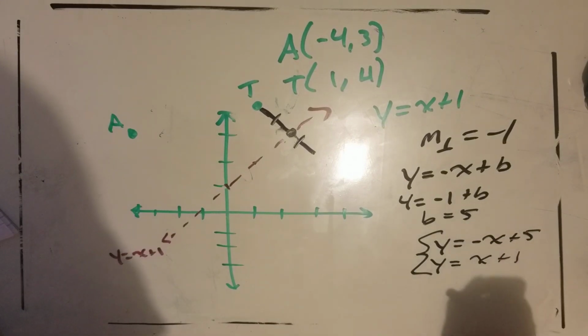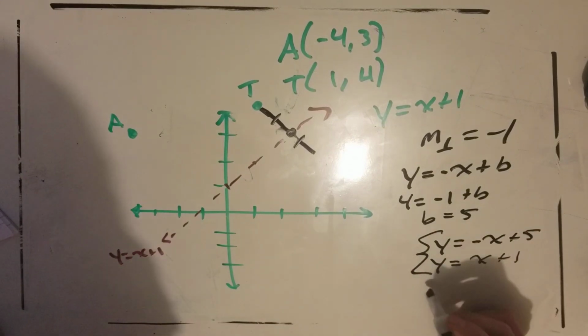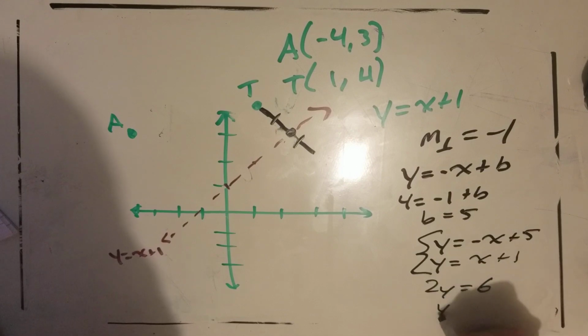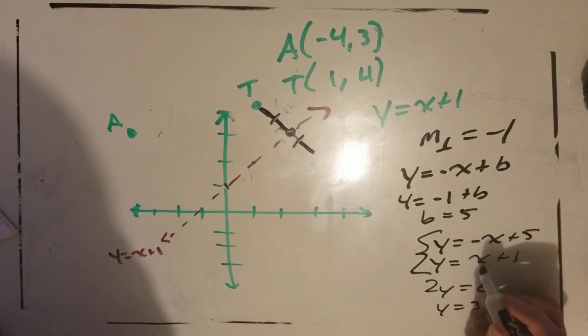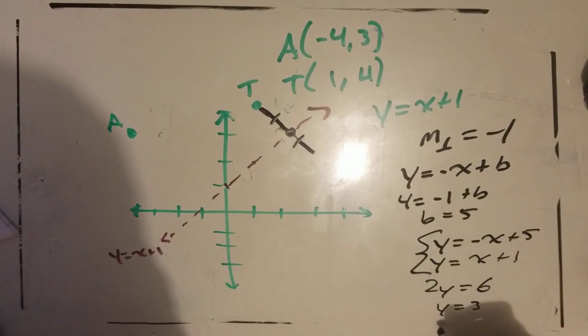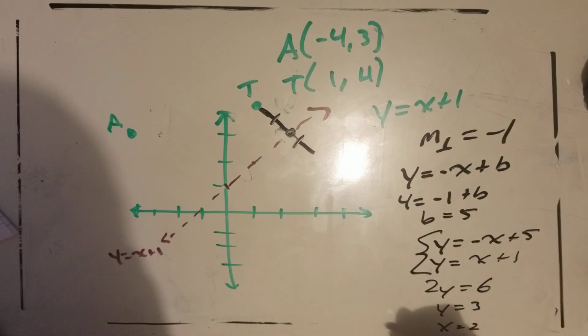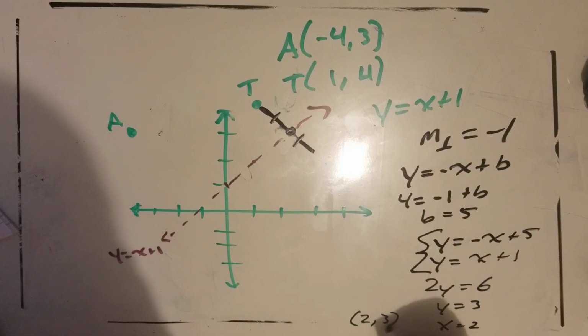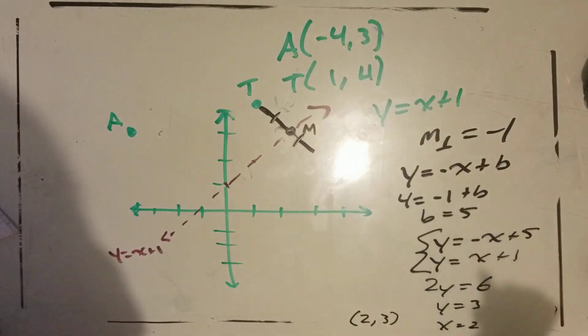So here's your system. Solve with elimination. 2y equals 6, y equals 3. If y is 3 here, x is 2. So that point is 2, 3. We'll call that point M.